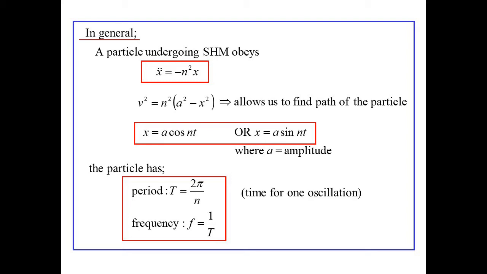So period, that's the time it takes for one complete oscillation. So one complete back and forth. Whereas frequency is how many oscillations you have in whatever the time period is. Seconds, minutes, whatever. Let's look at one.